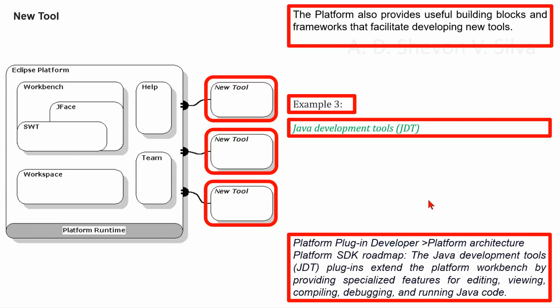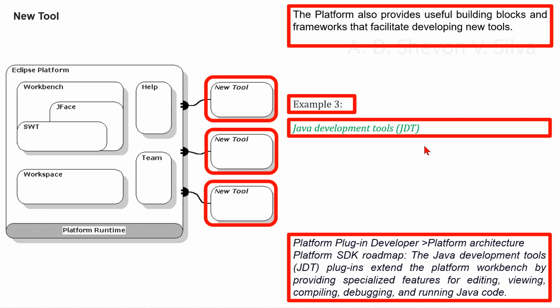Now we are considering platform architecture, the platform SDK roadmap, in the platform plugin developer guide. Java development tools, JDT. The Java development tools JDT plugins extend the platform workbench by providing specialized features for editing, viewing, compiling, debugging, and running Java code.